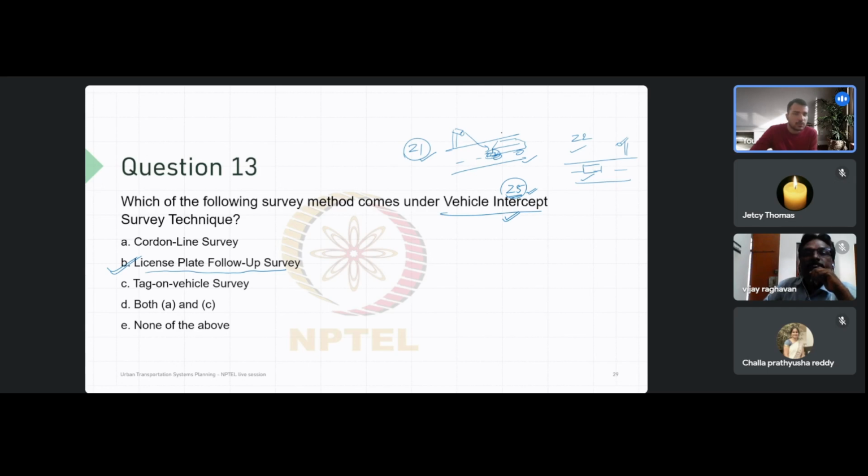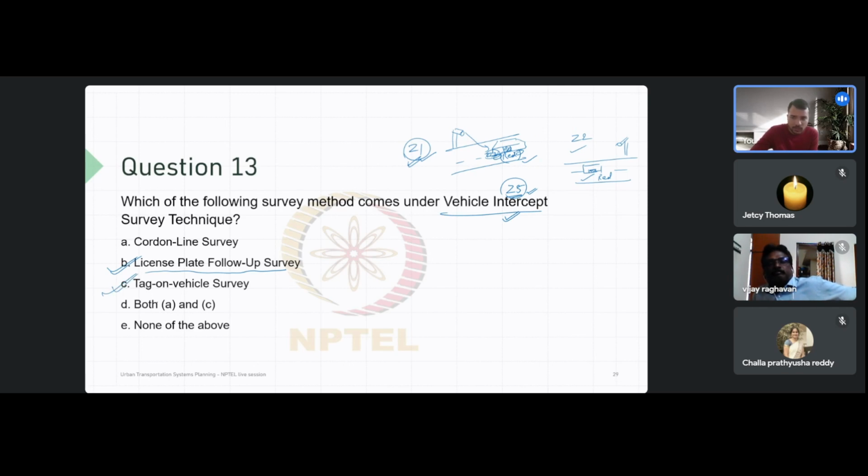Then we have tag on vehicle survey. This is also done sometimes. We'll simply stop the vehicle, or sometimes it is done without stopping; it is called digital tagging. We put a tag of a certain color on the vehicle, and the color coding is based on the zone numbering or name. For zone 1, let's say we give a red color tag. When we spot a vehicle with a red tag in zone 2, we know it is coming from zone 1. Similarly, we can do it for all sets of zones, giving different colors to see where they are traveling from and to. So it is called tag on vehicle survey. So C is also correct.